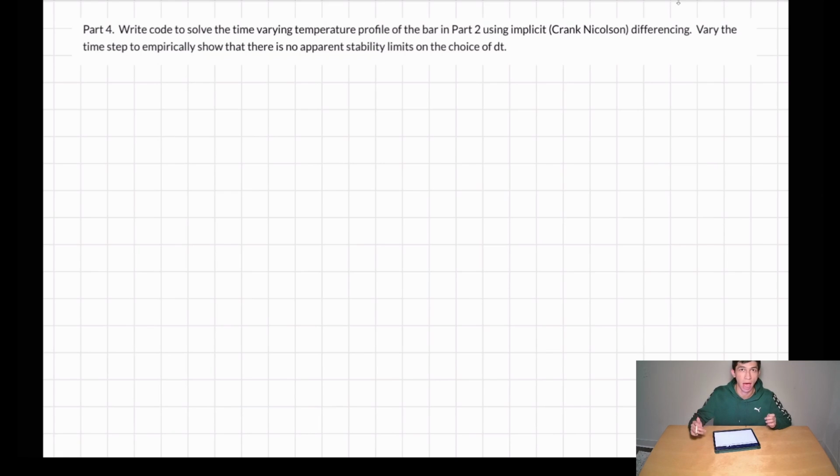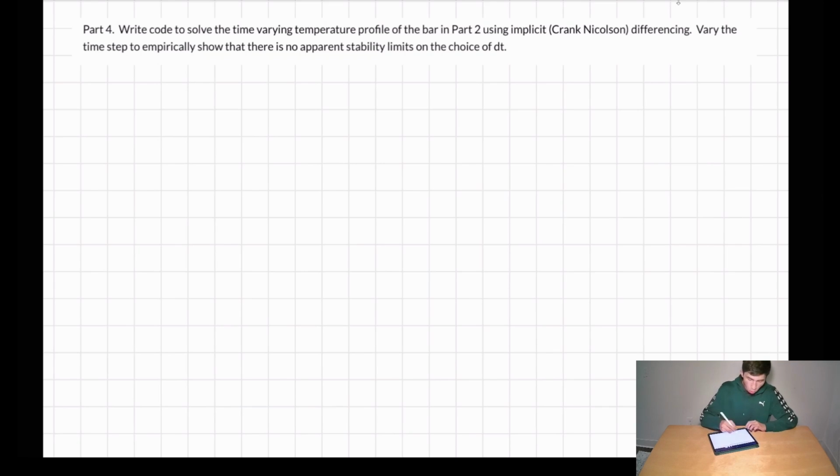Previously we solved the same problem with the explicit differencing method, and we found that our dt cannot exceed 0.5. Now we're going to use the implicit differencing method to show that there are no limits, so our graph is going to be stable. Before we jump to Python, let's do some work on our notes so that we can apply our equations to Python immediately.